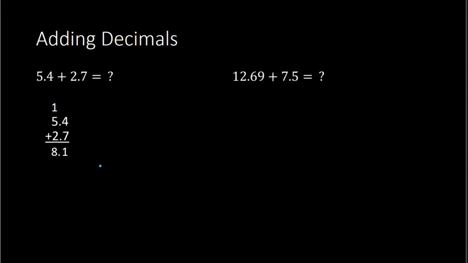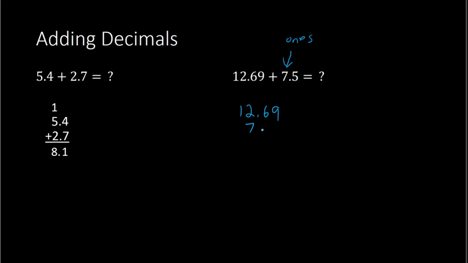Let's try another example. Here we have 12.69 plus 7.5. Now when you set this one up, we begin with 12.69. And then again, remember to line up the different place values. So the 7 right here, that is my ones place, right? So when I line it up with 12.69, make sure it's lined up with the ones place. The ones place for 12.69 is the 2, so the 7 lines up with the 2.